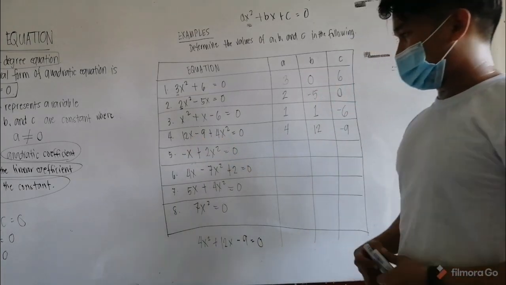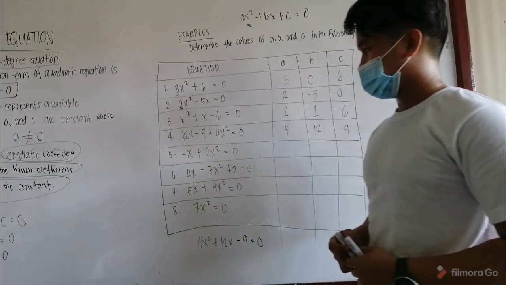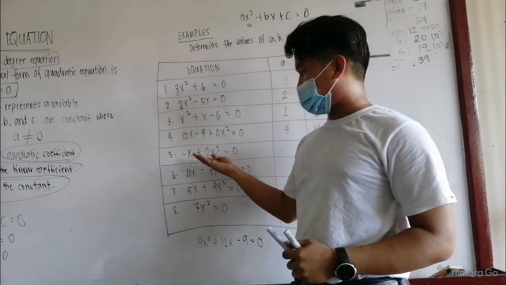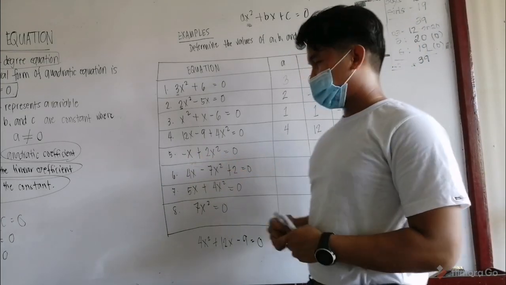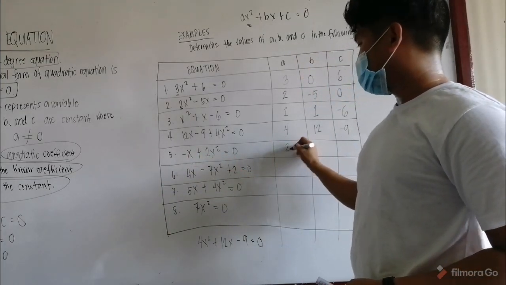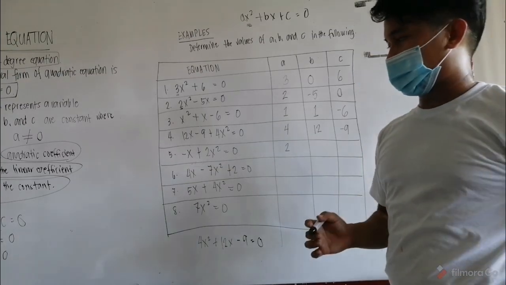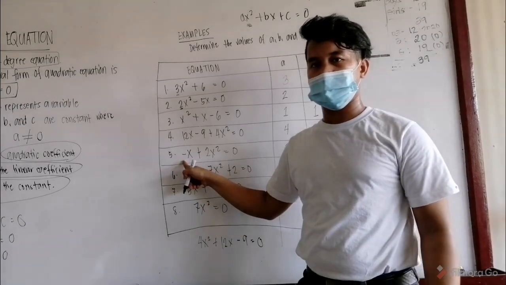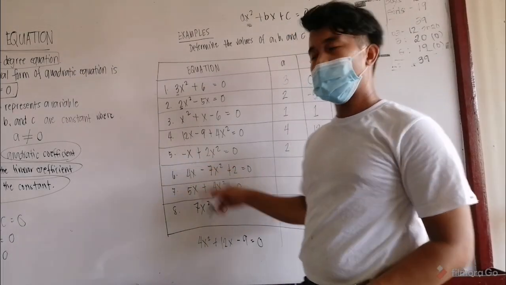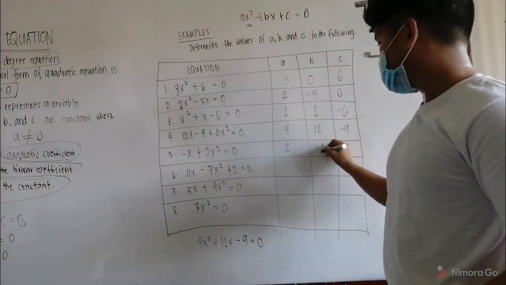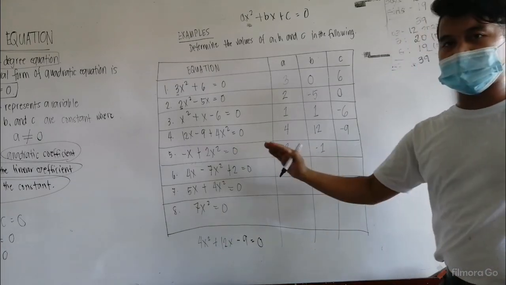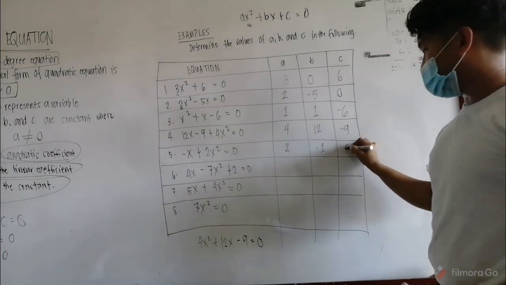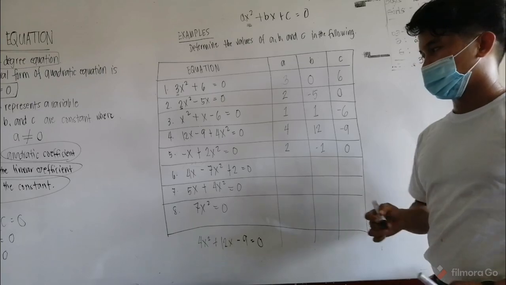Okay? And now let us have number 5. Okay, ganun din. Given na din, ang kasama ng x squared ay 2. Therefore, our letter A is 2. And our letter B is negative x here. So, what is our letter B? We have negative 1. Very good. And for our letter C, dahil hindi siya given, our letter C here is 0.